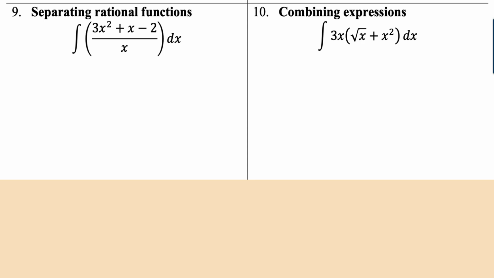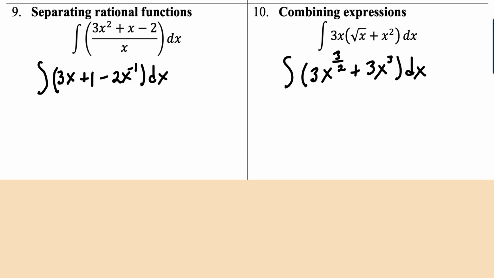Separating rational functions. Sometimes these look impossible, but they can be possible if you'll just separate them, and then you'll be able to actually do power rules on each one of them to be able to do that.